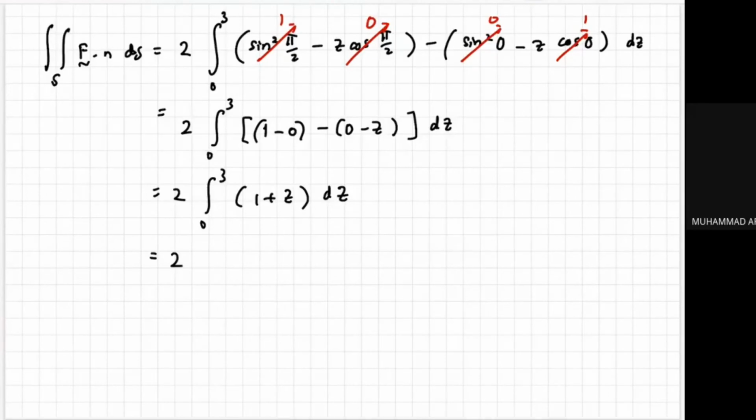Now let's integrate again with respect to z. You will get z plus z squared over 2, from 0 to 3. Then you get 3 plus 9 over 2.